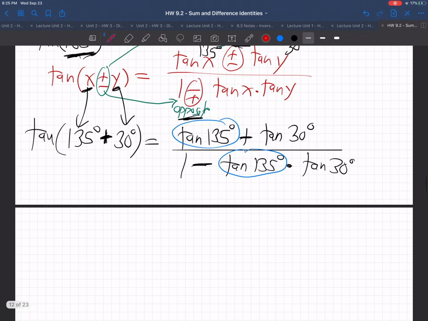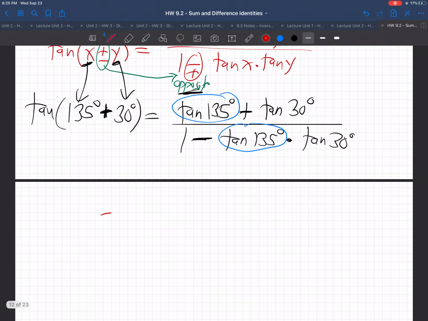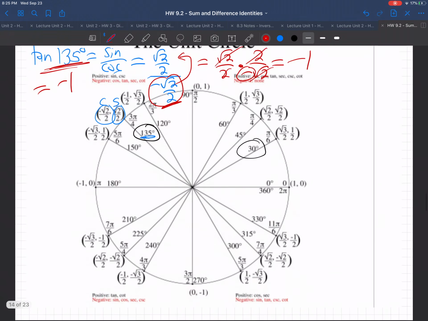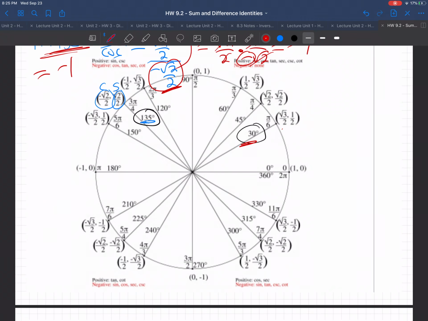Let's bring that back. So this is going to equal tangent of 135, negative 1, plus, and then on the bottom, right, so I'm making this negative 1 and this guy negative 1. Negative 1 right there. We good? And now we need tangent of 30. Let's go find the tangent of 30. So here's 30. So we need the tangent. So this is cosine, sine.